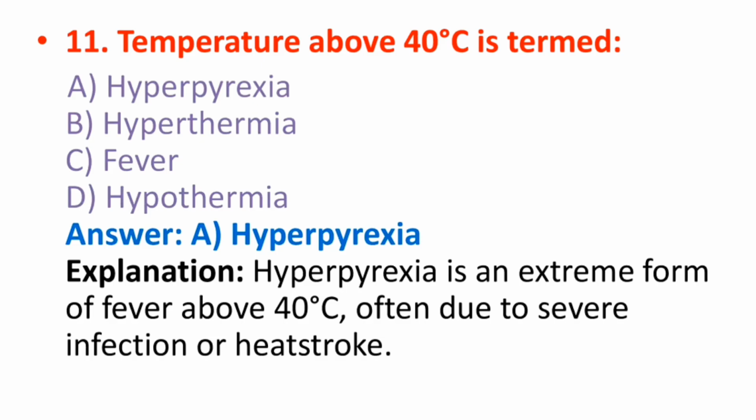Temperature above 40 degrees Celsius is termed: option A, hyperpyrexia; option B, hyperthermia; option C, fever; option D, hypothermia. The correct answer is option A, hyperpyrexia. Hyperpyrexia is an extreme form of fever above 40 degrees Celsius, often due to severe infection or heat stroke.